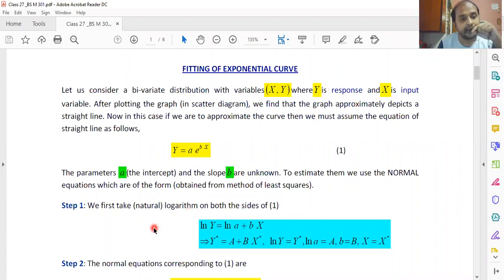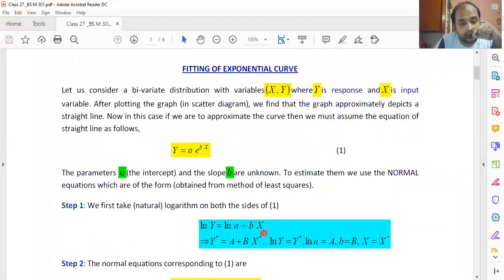So when you take the natural logarithm on both sides, log y, log a, and it becomes bx into log e to the base e, and log e to the base e becomes 1. So we get this type of equation: log y is equal to log a plus bx. So you can now say that equation 1 is an exponential equation, but log y is equal to log a plus bx is a linear equation in terms of the variables capital X and log y, because the power of the variables log y and capital X is 1.